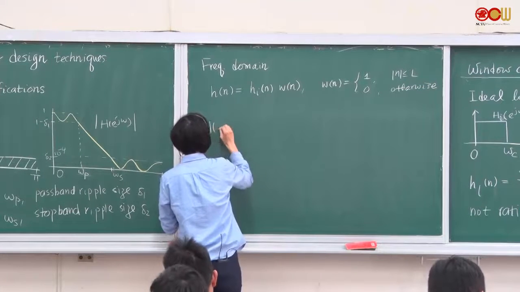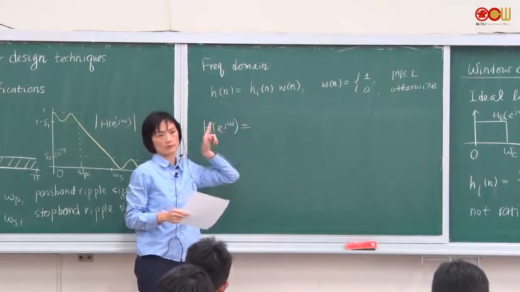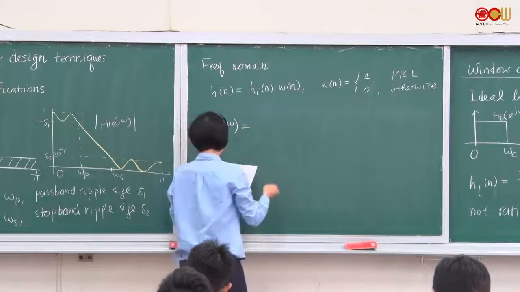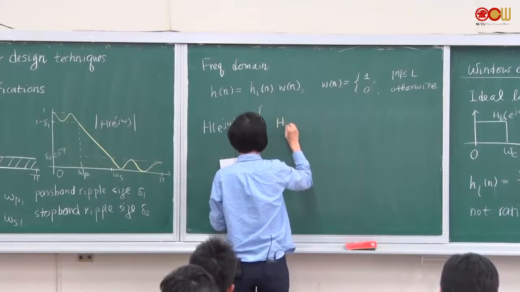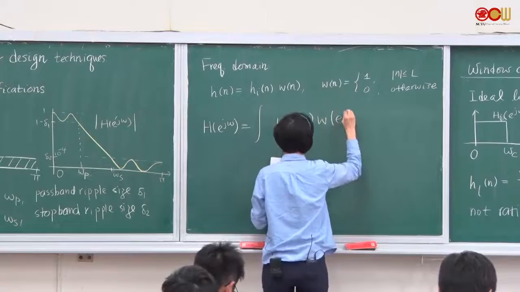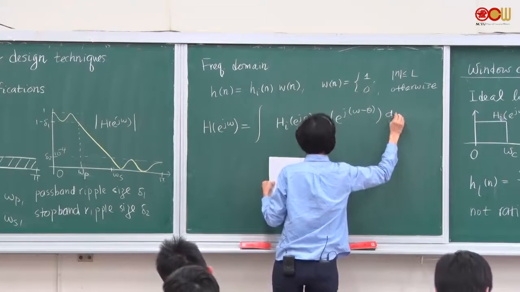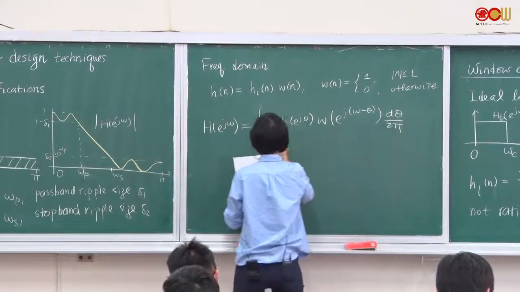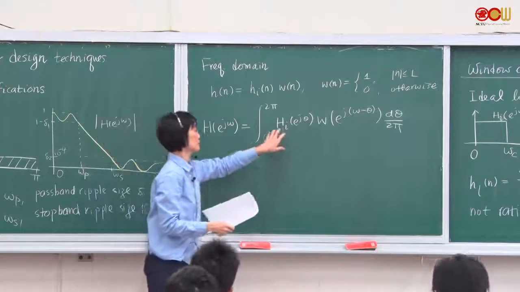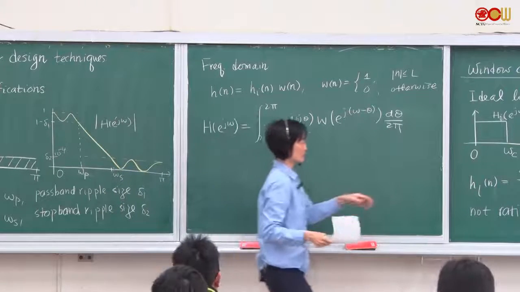And this is a product in the time domain, right? So in the frequency domain, we would get a convolution. It will be the integral of H_i(e^jθ) times W(e^j(ω-θ)) dθ over 0 to 2π, divided by 2π. It's the convolution of H_i and W. And we know what H_i looks like.